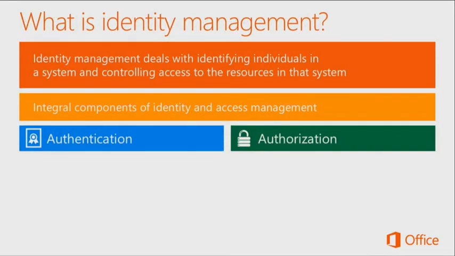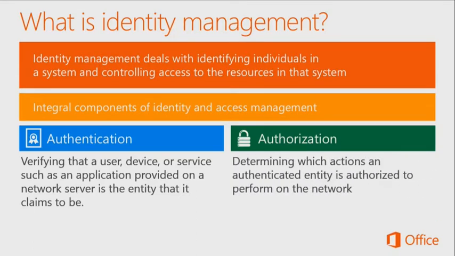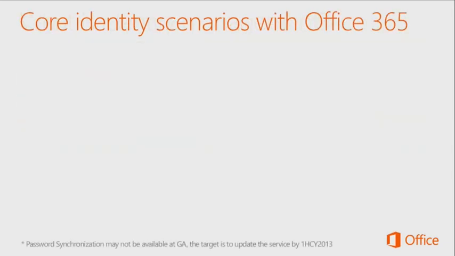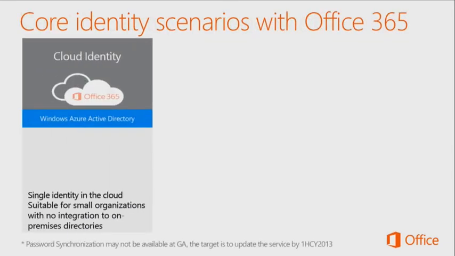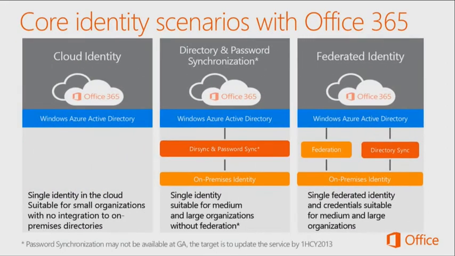What is identity management? It deals with identifying individuals in a system and controlling access to the resources in that system. So, integral components of identity and access: authentication and authorization, verifying that a user, device, or service has the identity it claims to be, and making sure that you can access that. The core identities with Office 365 are cloud, directory and password synchronization, and then federated.